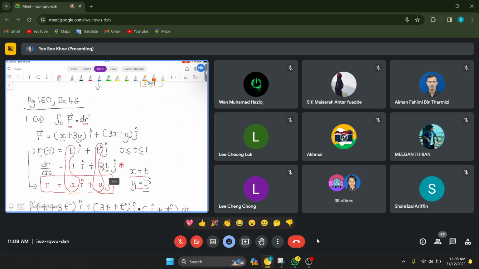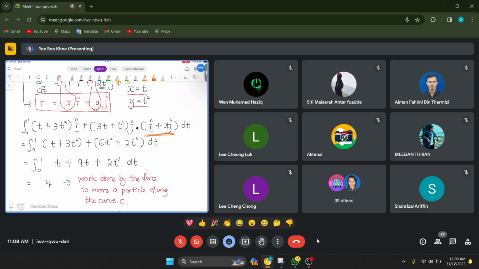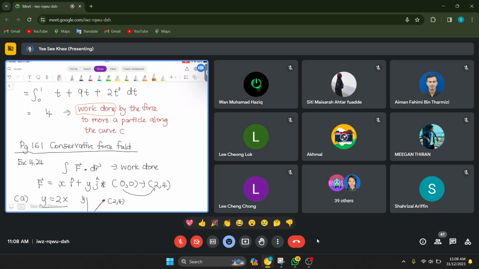I gave you an example of how you do the differentiation with respect to t in order to get dr/dt, and then you replace it here, and you get the final answer. These line integrals of a vector field are also defined as the work done by the force to move a particle along the curve C.